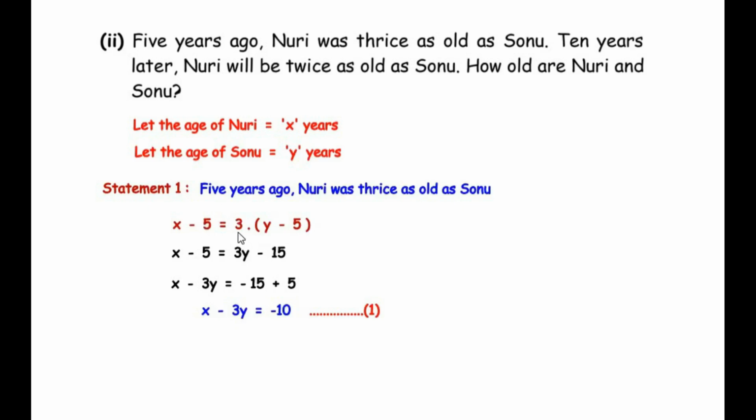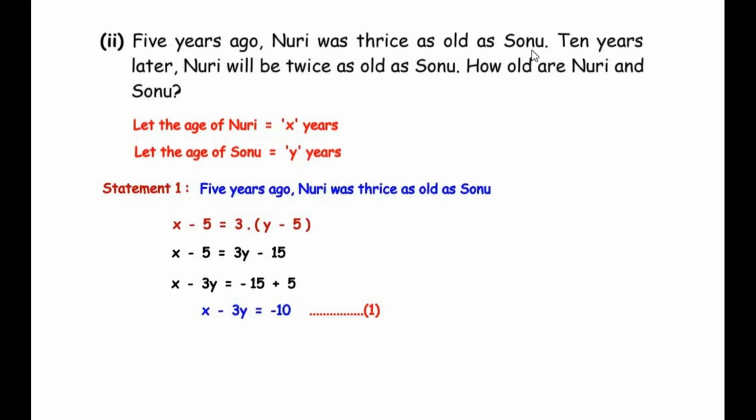Now in the next step we are going to expand the bracket, that is x minus 5 will be equal to 3 times y gives us 3y and 3 times negative 5 gives us negative 15. Now we are going to take 3y on the left hand side and negative 5 on the right hand side. So we get x minus 3y is equal to negative 15 and negative 5 becomes positive 5. So the equation now becomes x minus 3y is equal to negative 15 plus 5 gives us negative 10. So this becomes our equation 1.